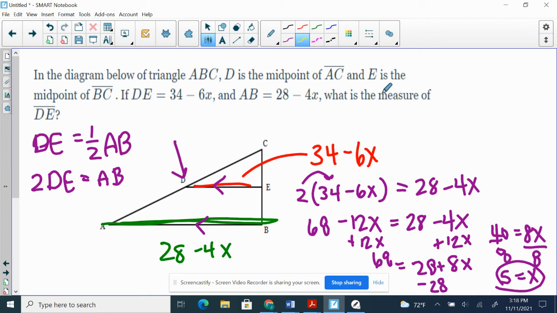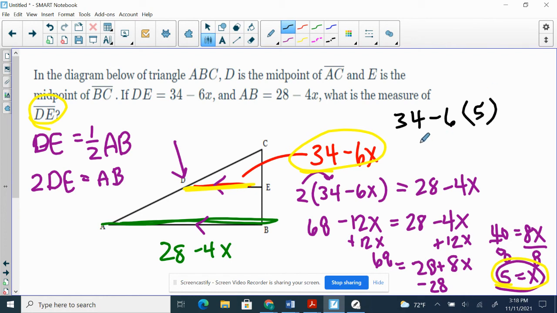What is the question? What is the measure of segment DE? So that means I'm going to go back to this segment, use that 5, and plug it in, and have 34 minus 6 times 5. 6 times 5 is 30, so 34 minus 30 gives us 4. So the length of DE is 4.